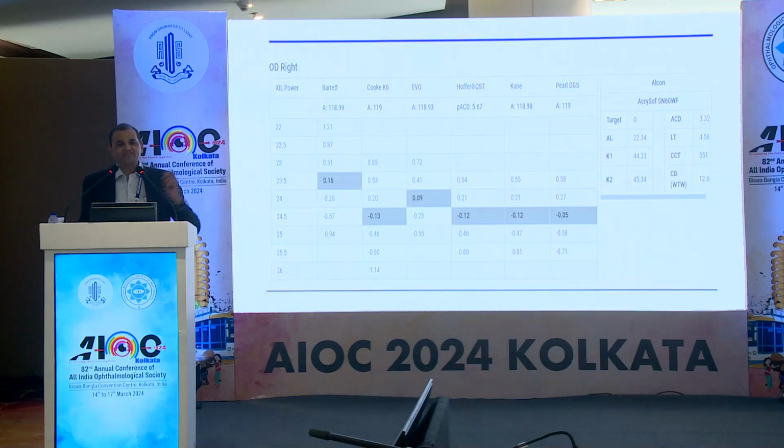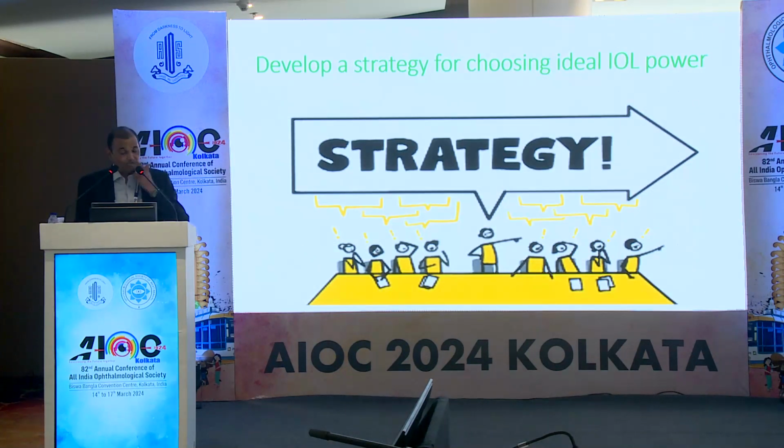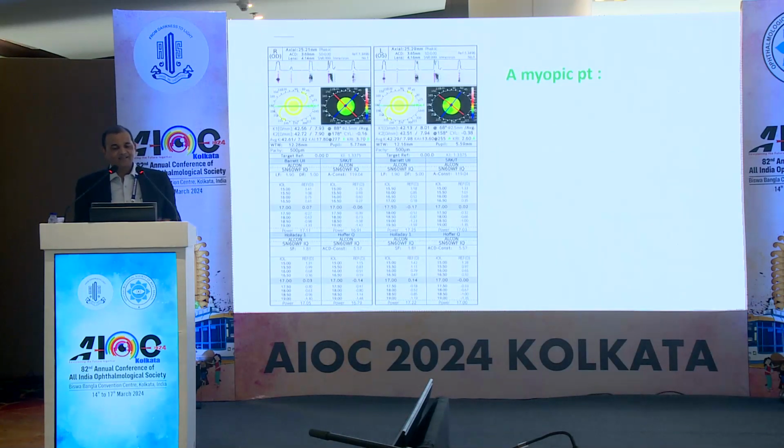And suppose I am getting this result. Now the important part: which formula will you use? Because somebody is giving plus 0.16, some is giving minus 0.12. So you have to select the IOL power, whether you want to go for 23.5 or 24. Let's understand this. We have to develop a strategy to choose the ideal IOL power. For that, I am taking an example.